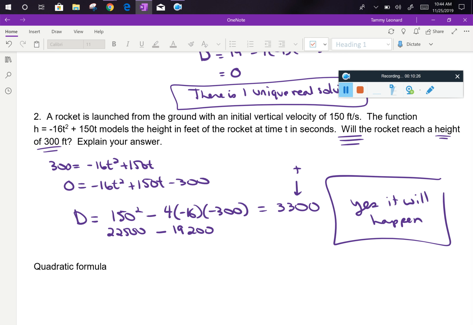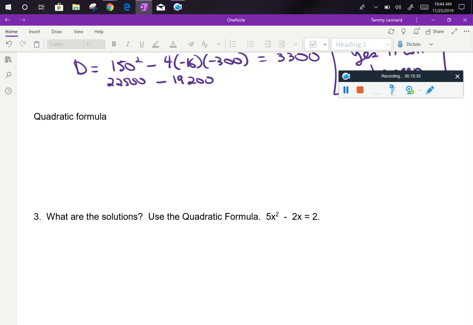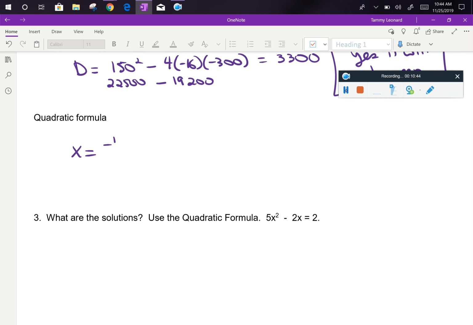So this is when you just want to know, does something happen, not when or how. Okay? All right. The quadratic formula is when you want to know the when and the how. Now I'm going to write the quadratic formula two ways. I've already shown you the discriminant. So the short version of the quadratic formula is x equals the opposite of b plus or minus the square root of the discriminant divided by 2a.